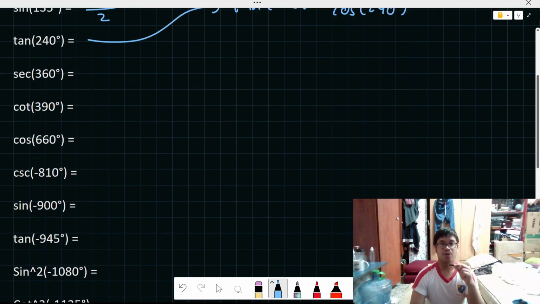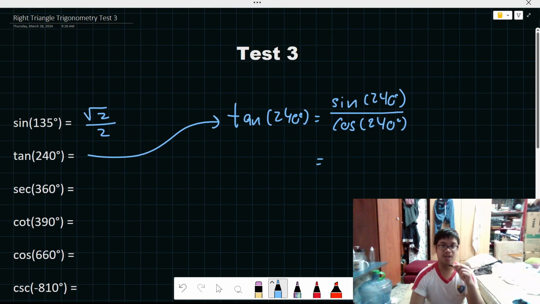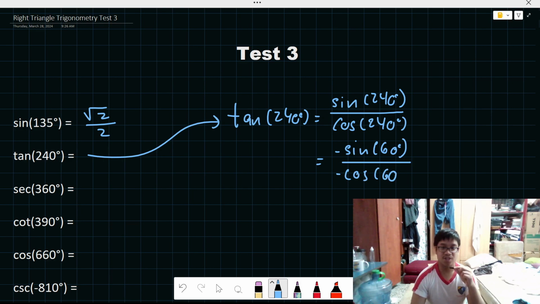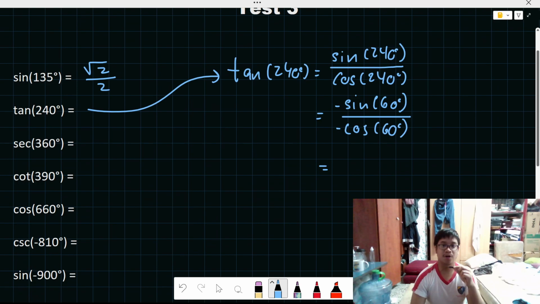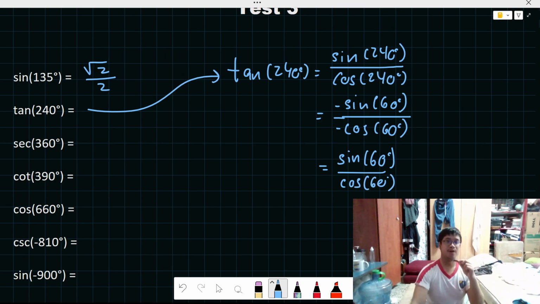So therefore, we can simply rewrite this as negative sine of 60 degrees all over negative cosine of 60 degrees. Since both of them are negative, we can simply cancel out these negative signs and we will have sine of 60 degrees all over cosine of 60 degrees. And there we go. So tangent of 240 degrees is just the same as sine 60 degrees all over cosine of 60 degrees, or tangent of 60 degrees.